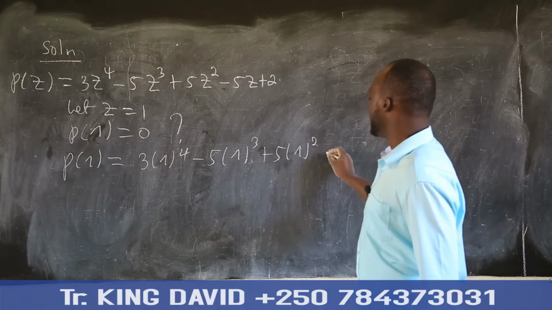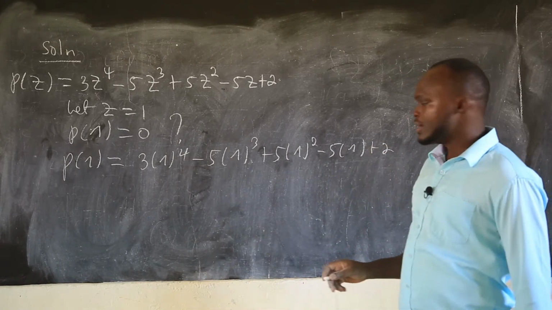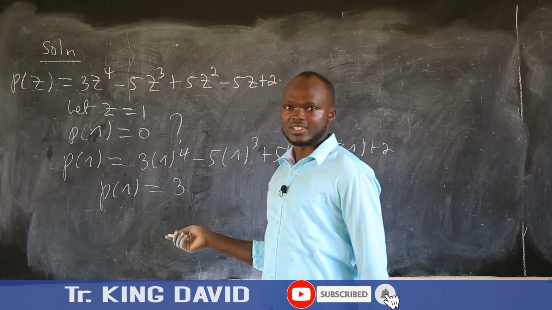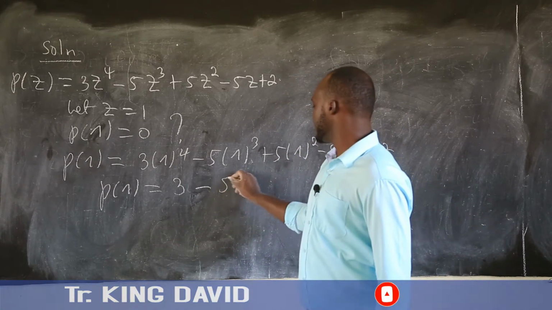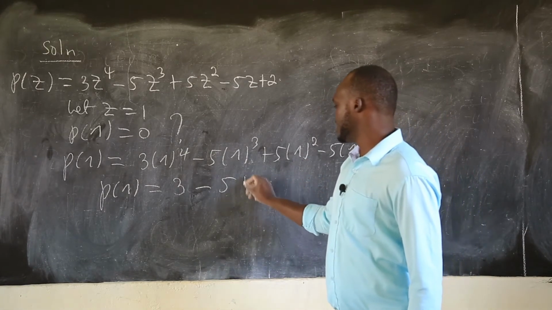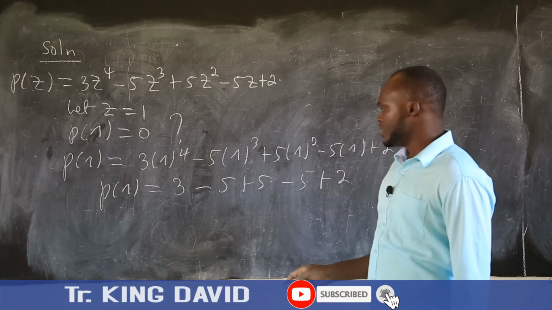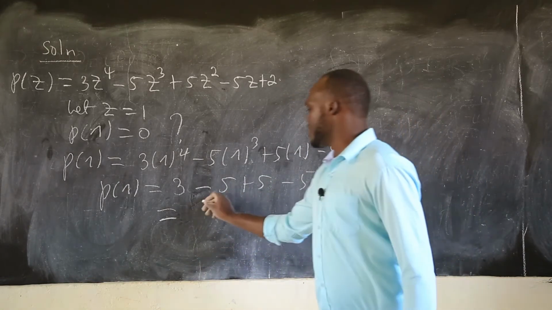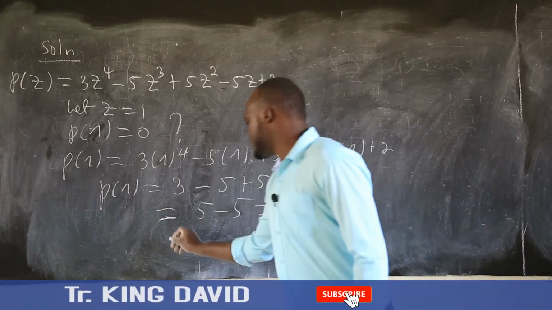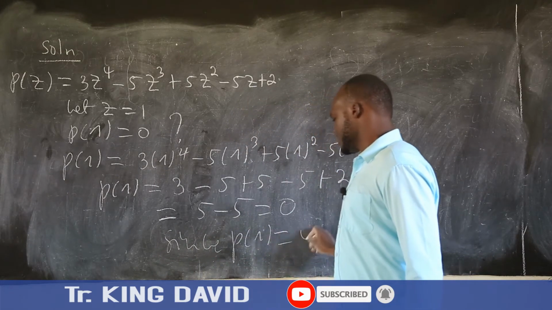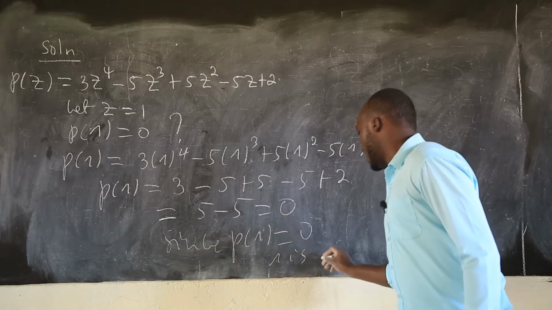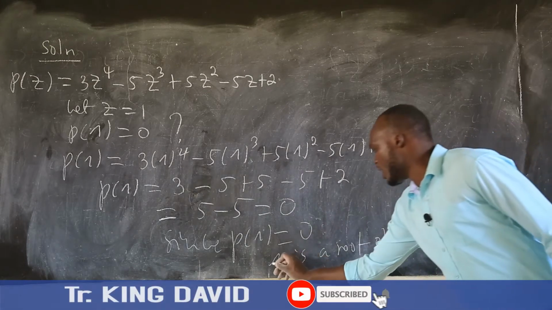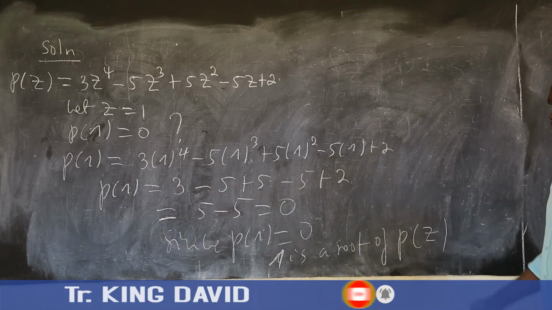So P of 1 is 3 times 1 power 4, minus 5 times 1 power 3, plus 5 times 1 squared, minus 5 times 1, plus 2. So then P of 1: 1 power 4 is 1, that's 3, because 3 times 1 is 3. 1 power 3 is 1, that is minus 5. 1 power 2 is 1, then that's 5, minus 5 plus 2. So the answer here is this 5 goes with that 5. 3 plus 2, that is 5. 5 minus 5, the answer is 0. Since P of 1 is 0, it means that 1 is a root of P of Z.